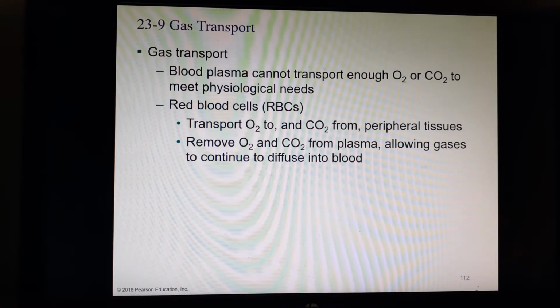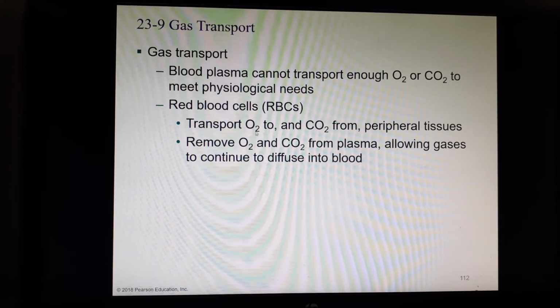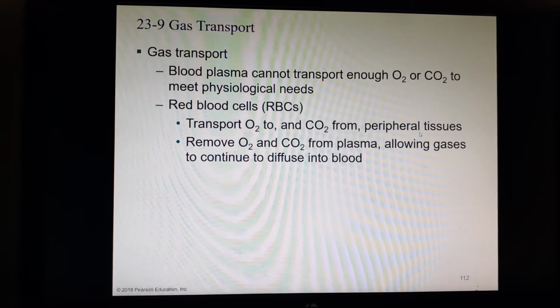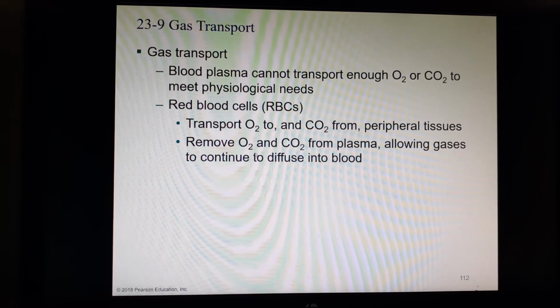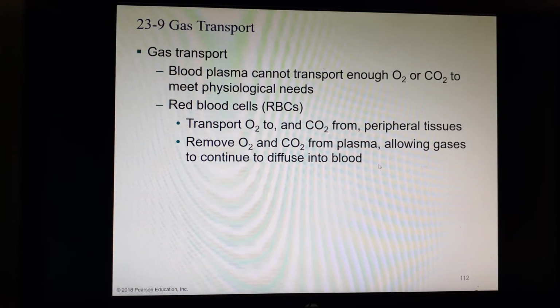Blood plasma cannot by itself transport enough oxygen or CO2 to meet all the demands of the cells. So that's where red blood cells come into play. Their job is to bind up more oxygen so we have more efficient transport, and they can also bind CO2. So they transport oxygen to and CO2 from peripheral tissues, and the red blood cells remove oxygen and CO2 from plasma, allowing gases to continue to diffuse into the blood.